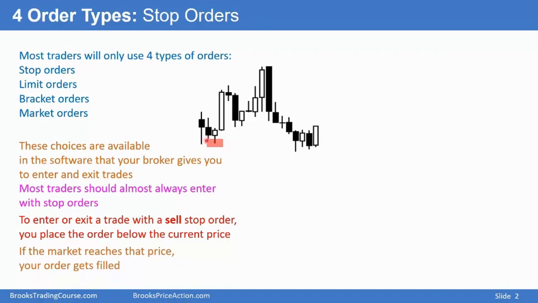Again, the market does not have to go through your order, it just has to touch your order, and it becomes a market order and you will get filled. Rarely, if you're trying to enter or exit with a sell stop, the market will hit your stop and then bounce, and you'll get filled at a better price than your stop order.